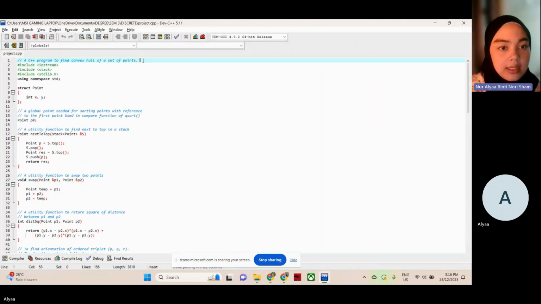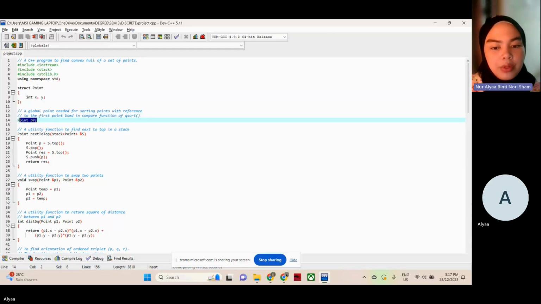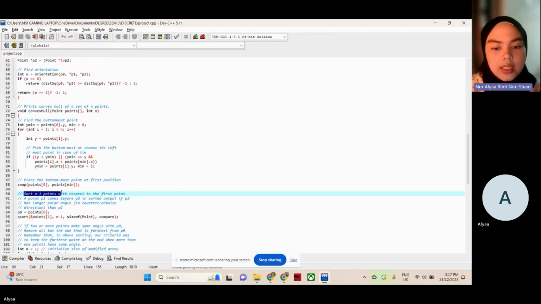This is our coding, an example breakdown. So the algorithm of this coding is, firstly, find the bottom point by comparing the y coordinates of all points. If there are two points with the same y value, the point with the smaller x value will be considered. If the bottom point is P0, it will be at the first position in the output, and then it will sort the n minus 1 points by polar angle. If two points have the same angle, put the nearest point first.